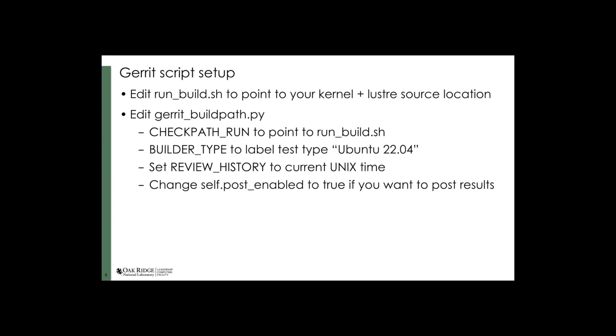And then, of course, we have gerrit_buildpath.py. With this one, you tell it where runbuild is to run it. And then you have to set the builder type. So you actually label what your tests are for. Say you want to test Ubuntu 22.04, you label it. And then you have to set the revision history to the current Unix time, which is that long number. And if you want to post your results in the script, there is a self.post_enable. You have to set that to true.